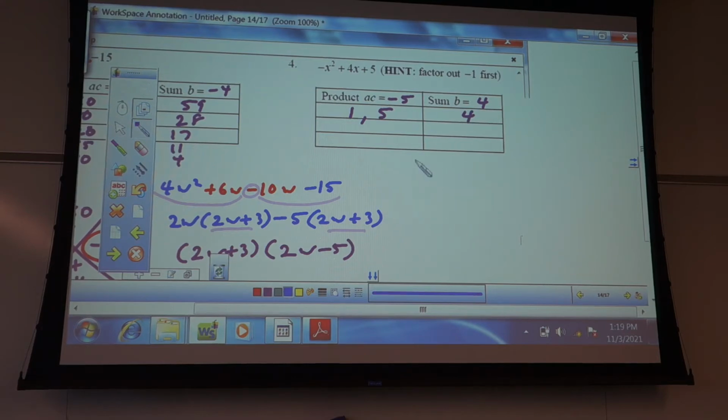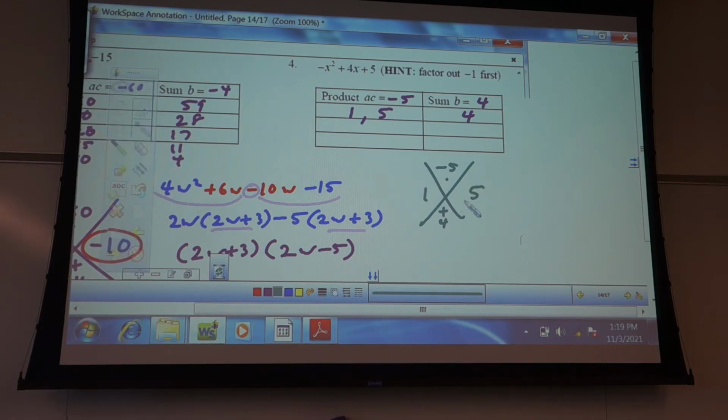Here's my little X here, maybe I'll use a different color. I'm going to do green maybe. So two numbers, again, multiply to -5 and add to 4, 1 and 5. And the 5 should be the positive one, right? Because the 4 is positive, so it means the 1 must be negative.